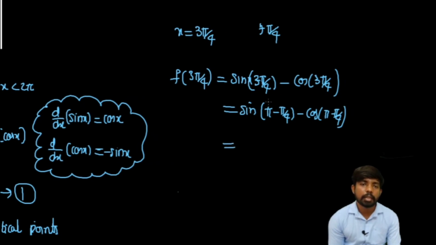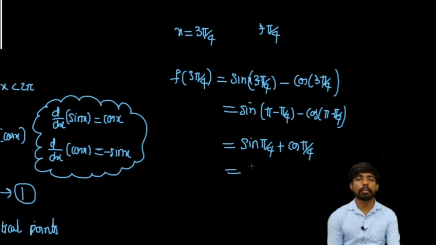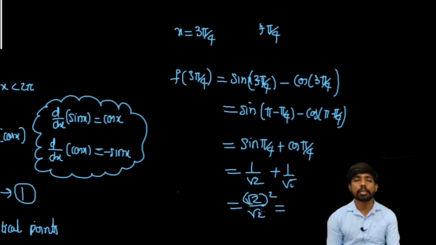So this value is positive sine pi by 4. Next, minus, this is plus, it becomes cos pi by 4. This is 1 by root 2 plus 1 by root 2, which is 2 by root 2. 2 can be written as root 2 whole square, so one root 2 cancels, and root 2 remains. This is the maximum value.